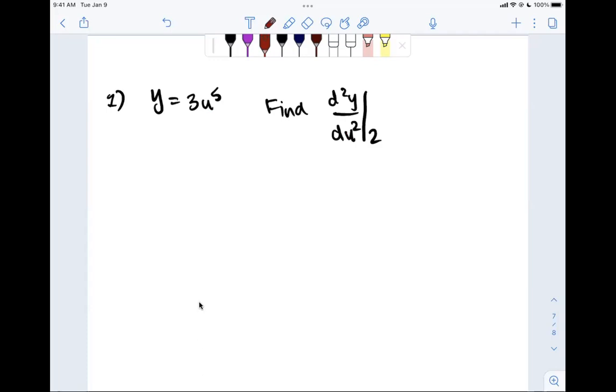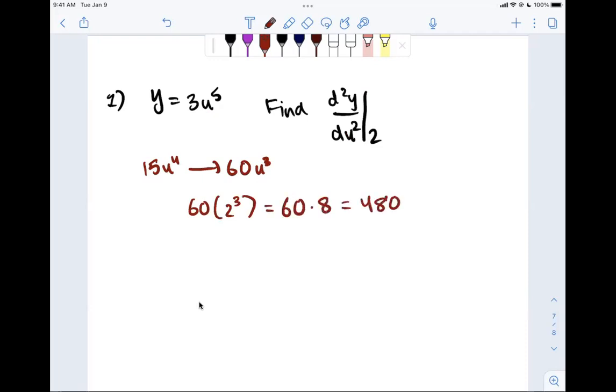All right, and so what we're going to do here is we're just going to differentiate this twice. So the first time we pull the 5 down, 5 times 3 is 15, and then decrease the exponent to 4. So that's 15u to the 4. And then we differentiate one more time. So we pull the 4 down. 4 times 15 is 60u cubed. And then we're going to evaluate that at 2. So the final answer is going to be 60 times 2 cubed. So 60 times 8. Which I believe is 480.